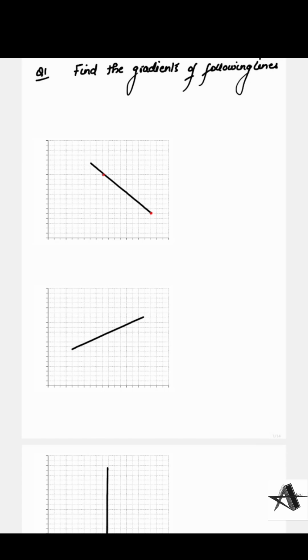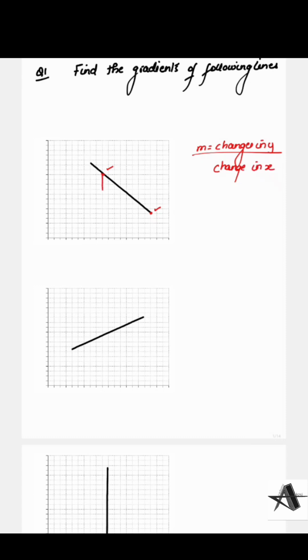Again, which point to which point you move is totally up to you. If you want to move from this point to this point, it's fine. If you want to move from this point to this point, it's fine. In both cases you'll get the same answer. So I'm starting from this point. This is my starting point, and I need to move from here to reach here. I can only move horizontally and vertically, because gradient is change in y over change in x.